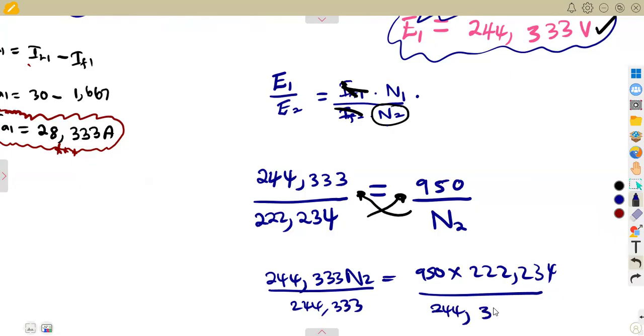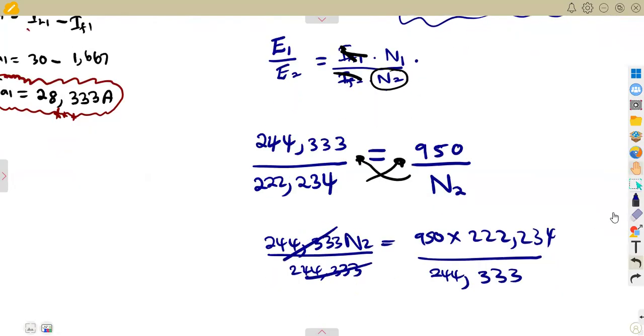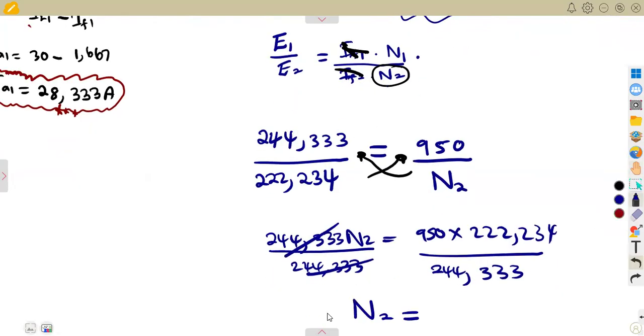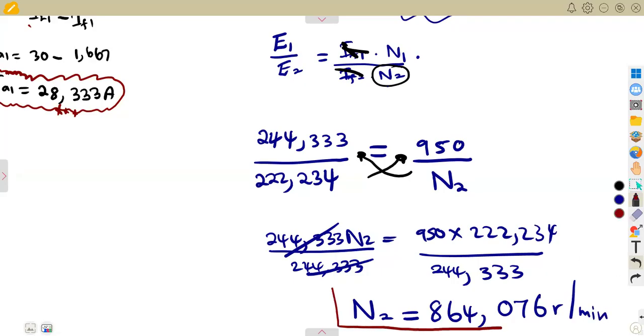So that was it. You have got the speed, which is affecting our motor in the final part. And this was going to be 864.076. Speed measured in revs per minute. We were given the other speed before in revs per minute, so definitely this one must also be in revs per minute.